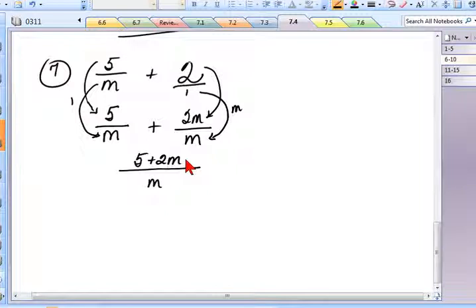I can't factor. Can I reduce? No. Could I mark out the m's? No. No, because this binomial is an entity that needs to stay as an expression.